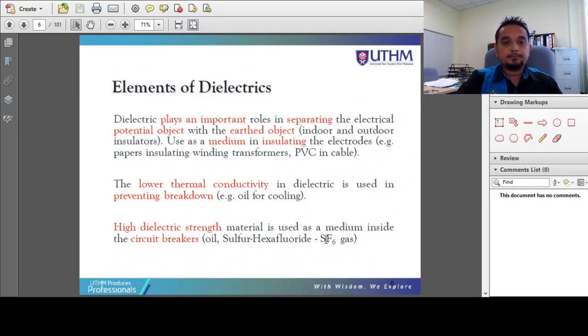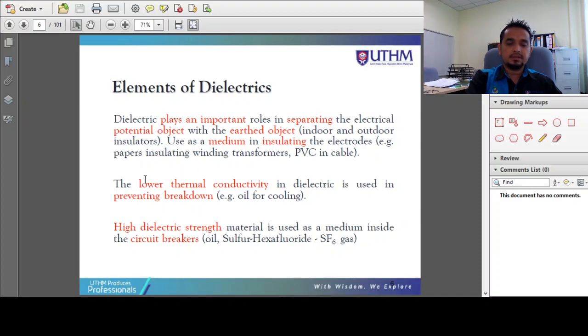Okay, we come to the element of dielectric. As I explained earlier, the dielectric materials play an important role to separate the electrical potential object from the earth object, or to provide insulation between two conductors, or to provide the separation between conductor and earth object, either indoor or outdoor. And there are two main properties for the dielectric material.